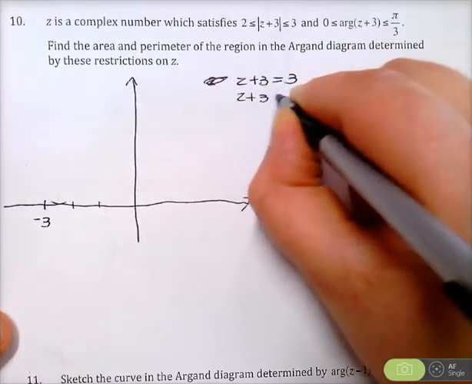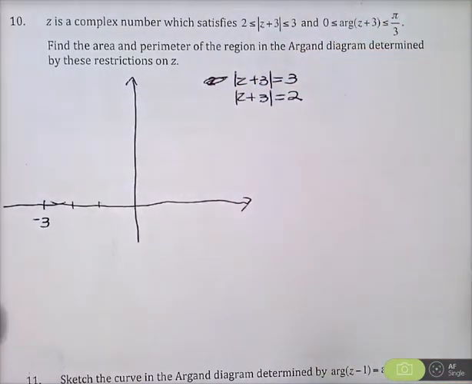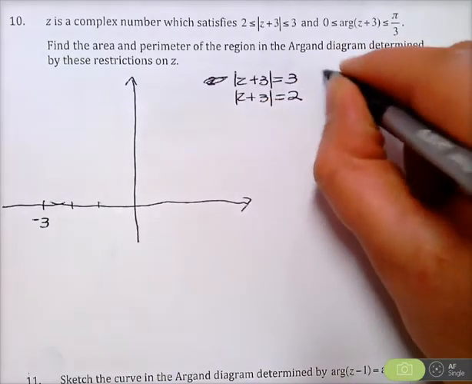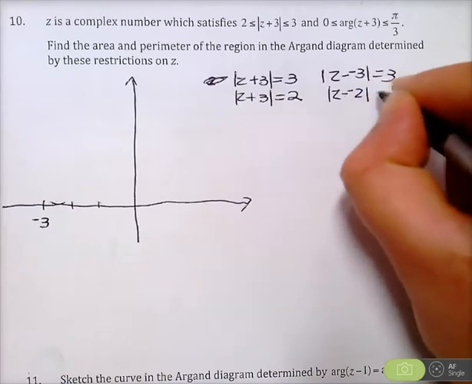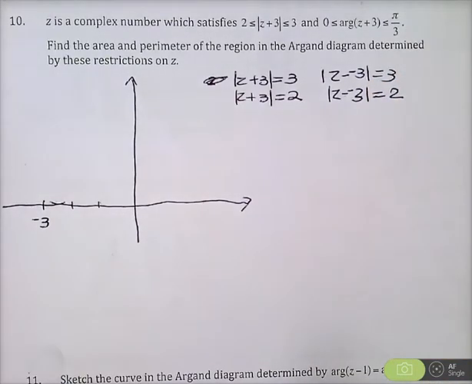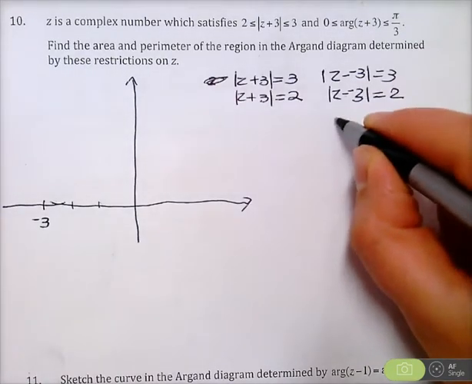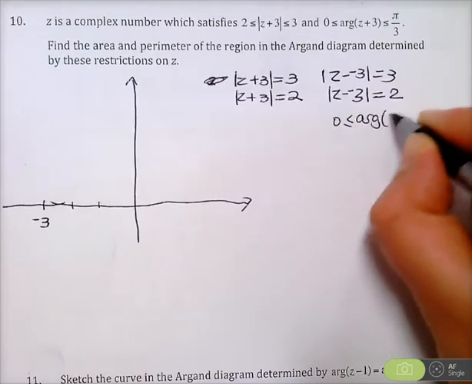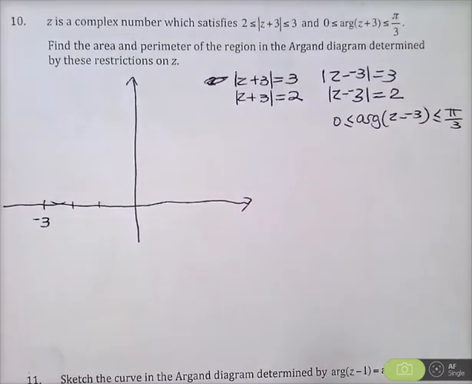Modulus of z plus 3 equals 2. Got that? That's what we're sketching. Modulus of z plus 3 is 3. Modulus of z plus 3 is 2. I should really be writing that as modulus of z minus -3 is 3, modulus of z minus -3 is 2. And the argument of z minus -3 is between 0 and 60.